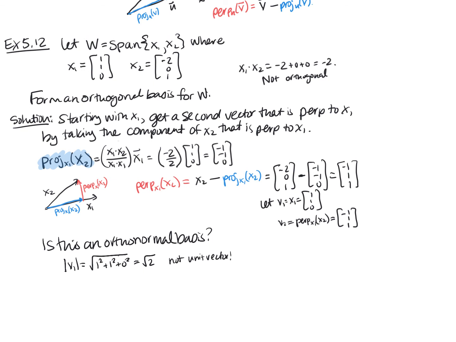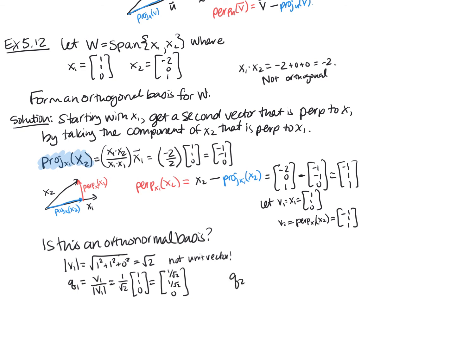But I can make it into a unit vector by scaling it by 1 over its magnitude. So if I want to make an orthonormal basis, I can take V1. I think the book actually changes the notation here. So I can say Q1 is going to be V1 over the magnitude of V1. So I'm going to have 1 over square root of 2 multiplied by my V1, which is 1, 1, 0. Sorry. So my Q1 is actually 1 over root 2, 1 over root 2, 0.